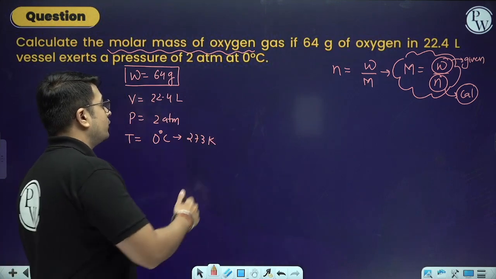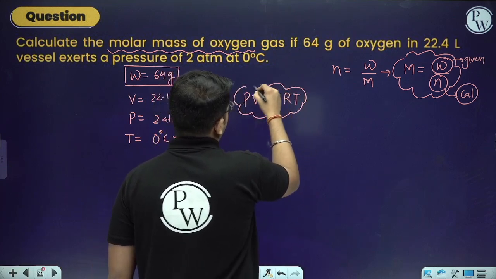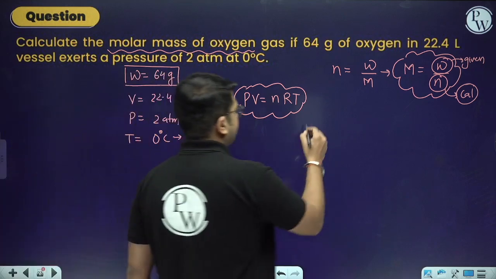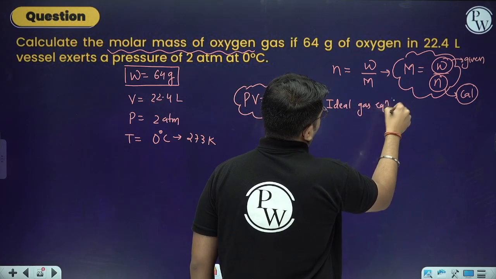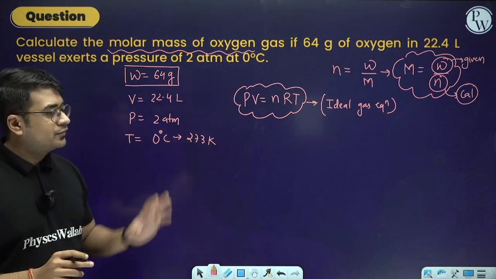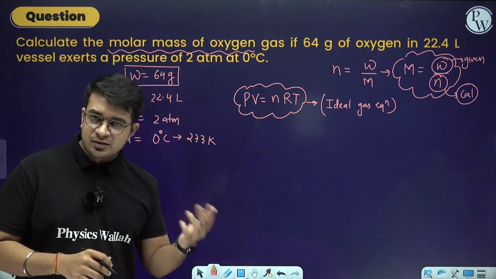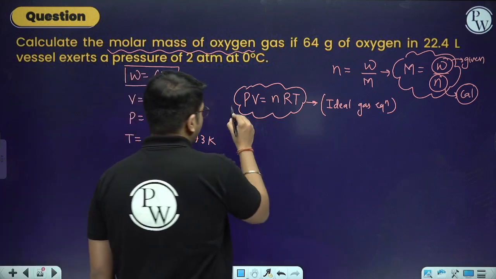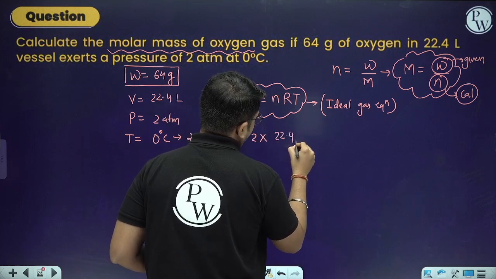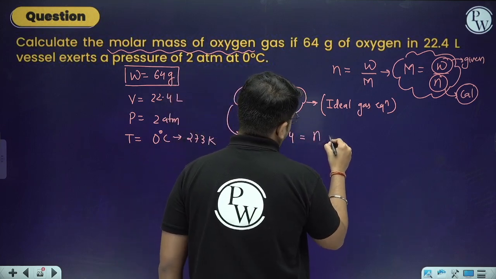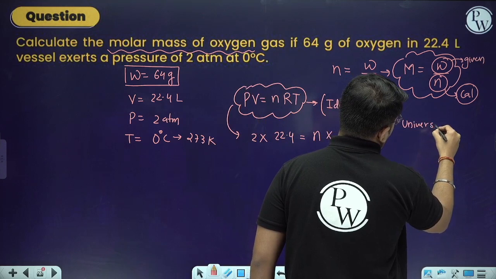How can you calculate it? I told you one simple equation, which is PV equals nRT. This is the ideal gas equation. Don't worry if you are not able to correlate with this particular part. Trust me, we are going to discuss the entire part elaborately in your gaseous state chapter, which is states of matter. Now, in this case, you can see we have the pressure, which is 2 atm, multiplied by the volume, which is 22.4 liters. That will be equal to the number of moles of gas, which is missing, multiplied by R, which is the universal gas constant.